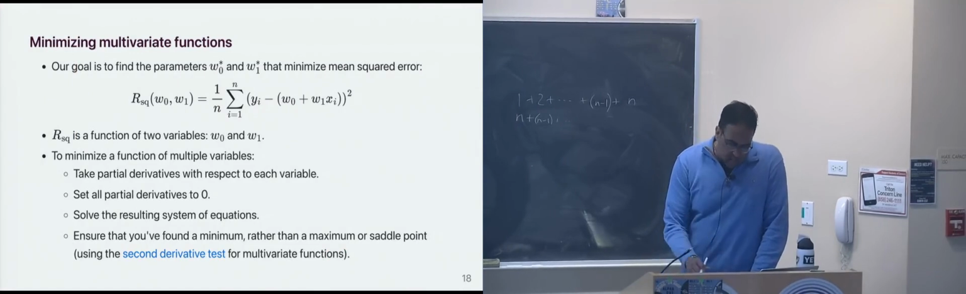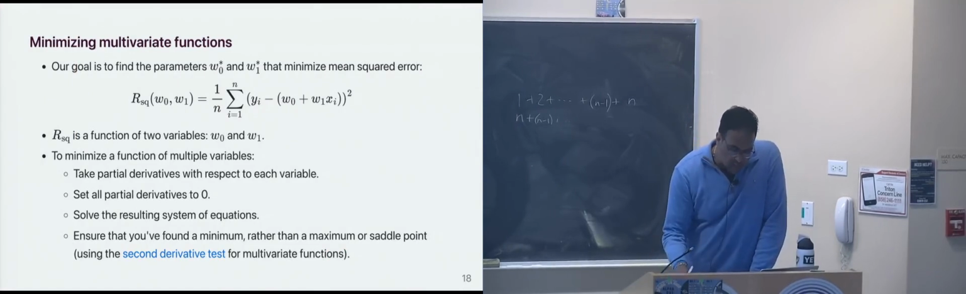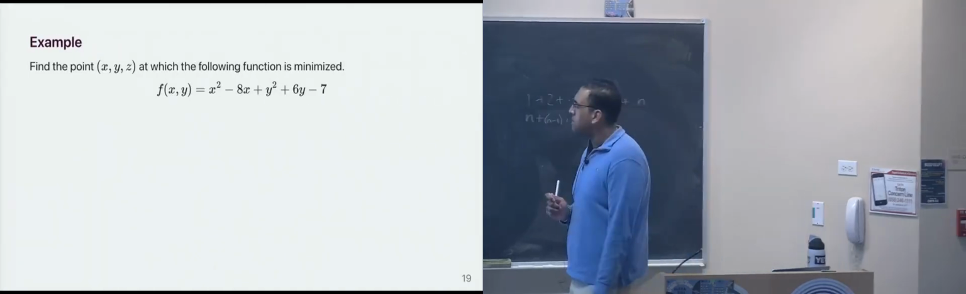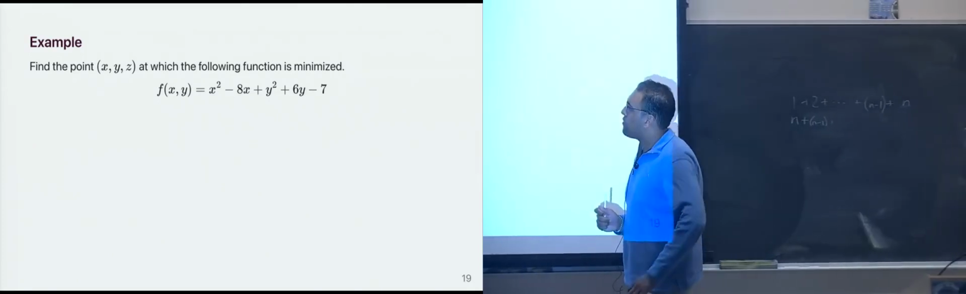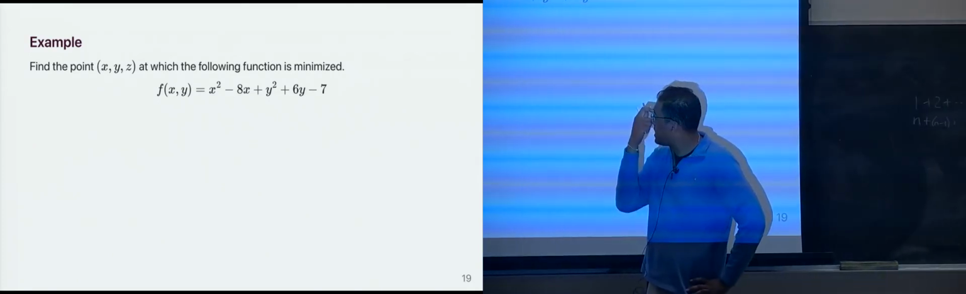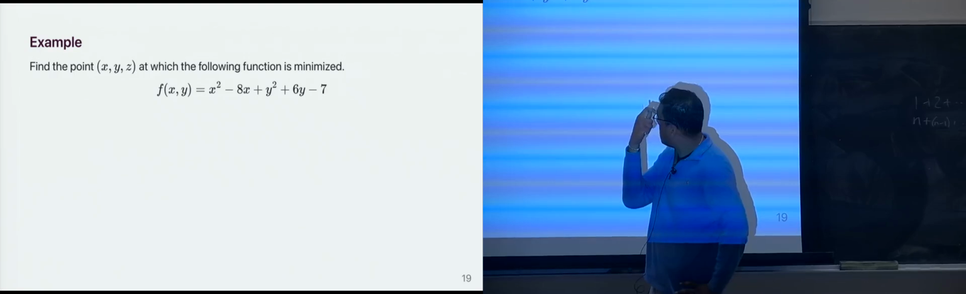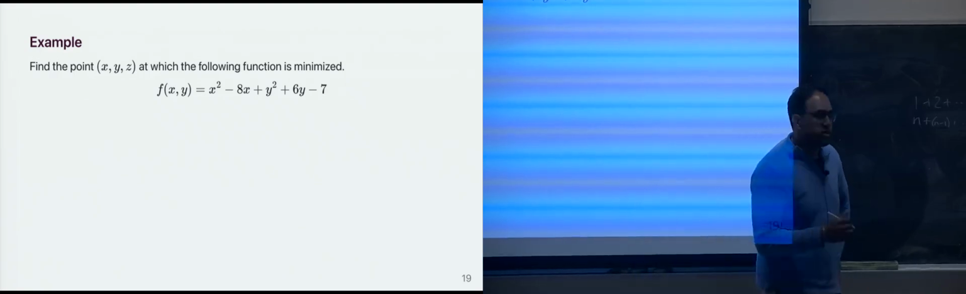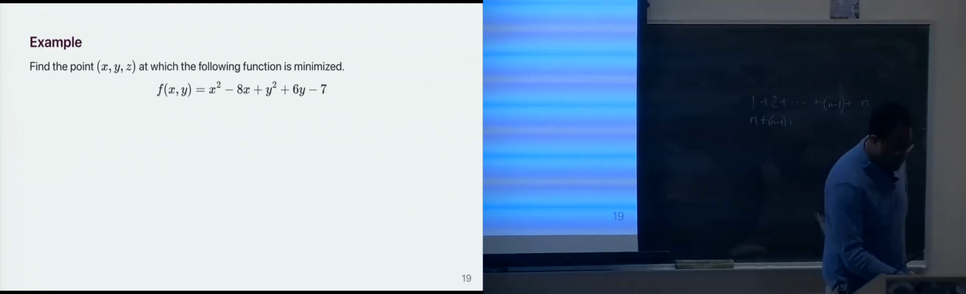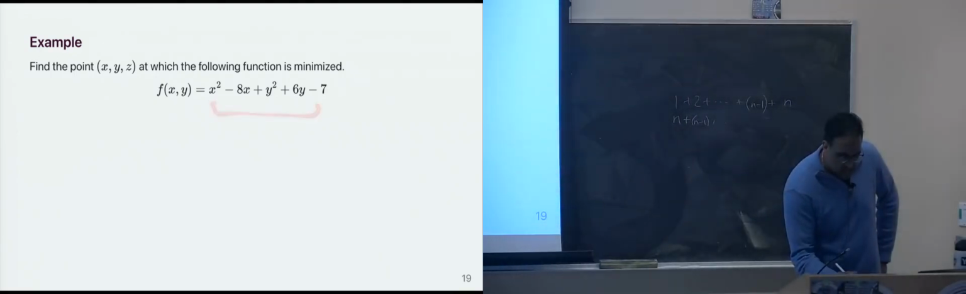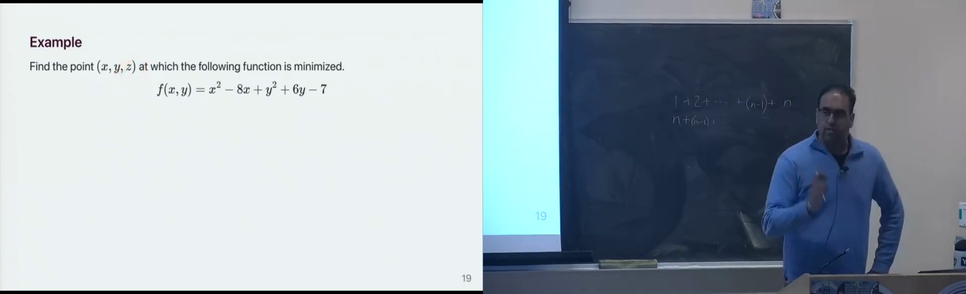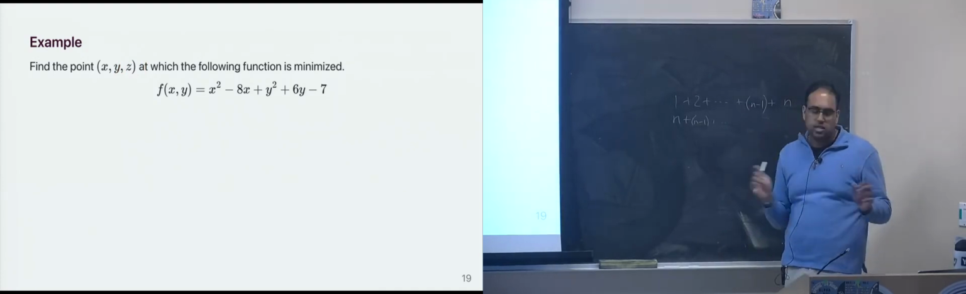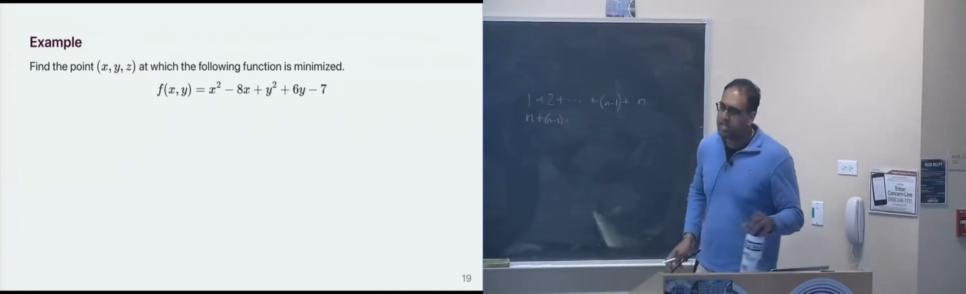Okay, but this is the general strategy. So just to refresh ourselves on how this works, here's an example I want you to try out on your own. Find the point, x, y, z, that minimizes this function. Note that I'm asking for the minimizing output as well. So the x and y that minimize this function, and z, the value of that function at its minimum as well. Take a few minutes, discuss with the people near you, and we'll take it up.